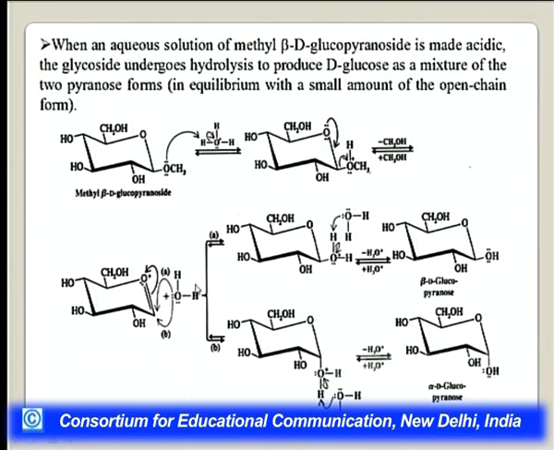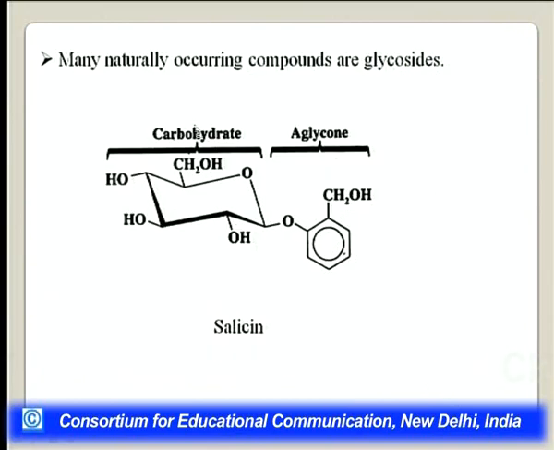Now what happens? This can be attacked from this side or from this side. So there are two possibilities. One is this, one is this, and you can see what happens thereafter on hydrolysis. This is a water molecule. This proton gets attracted by this oxygen atom, and you will get alpha-D-glucopyranose from the alpha intermediate, and from the beta intermediate you will get beta-D-glucopyranose.